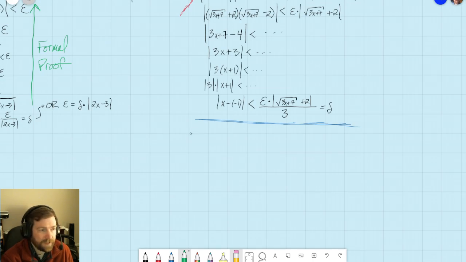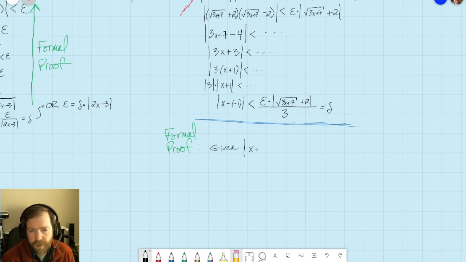Alright, so then we have to do the formal proof, which says that we are given some distance between x and -1. It's going to be less than some arbitrary value delta.